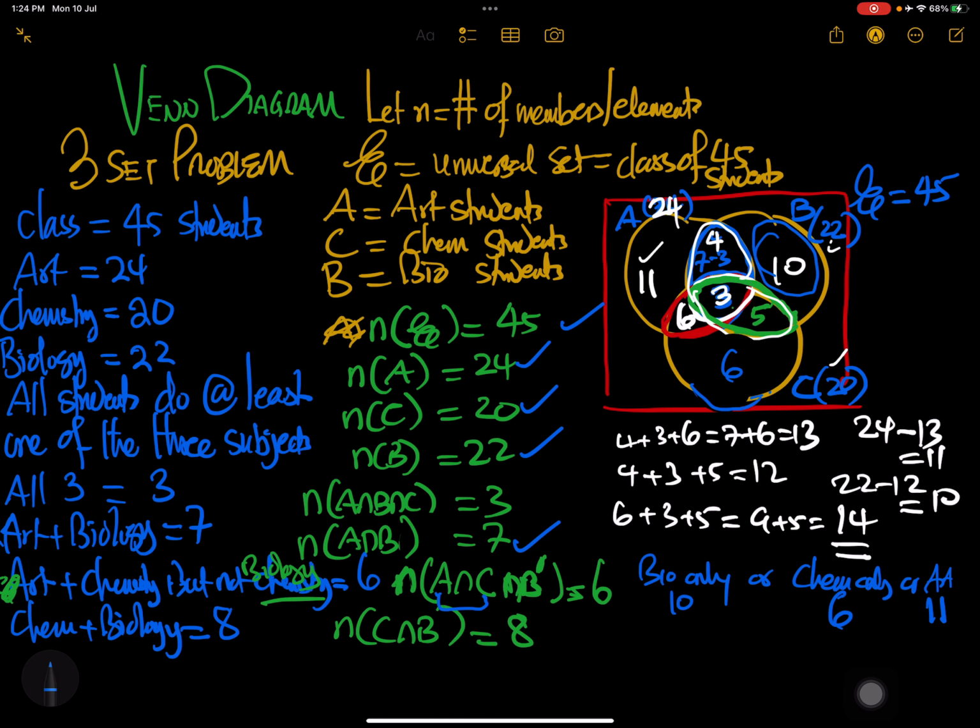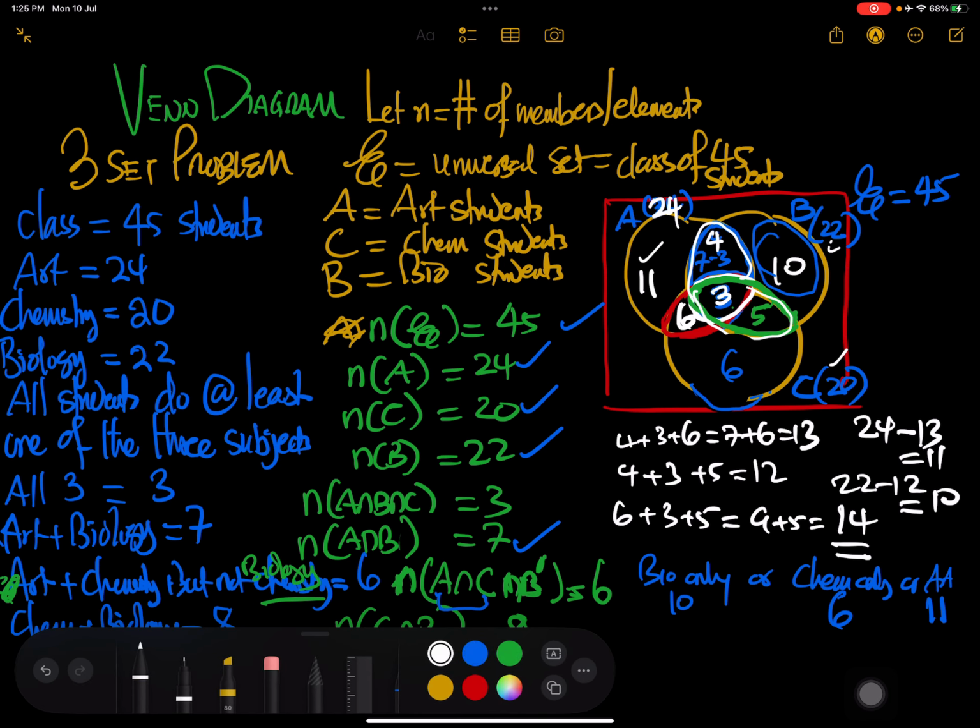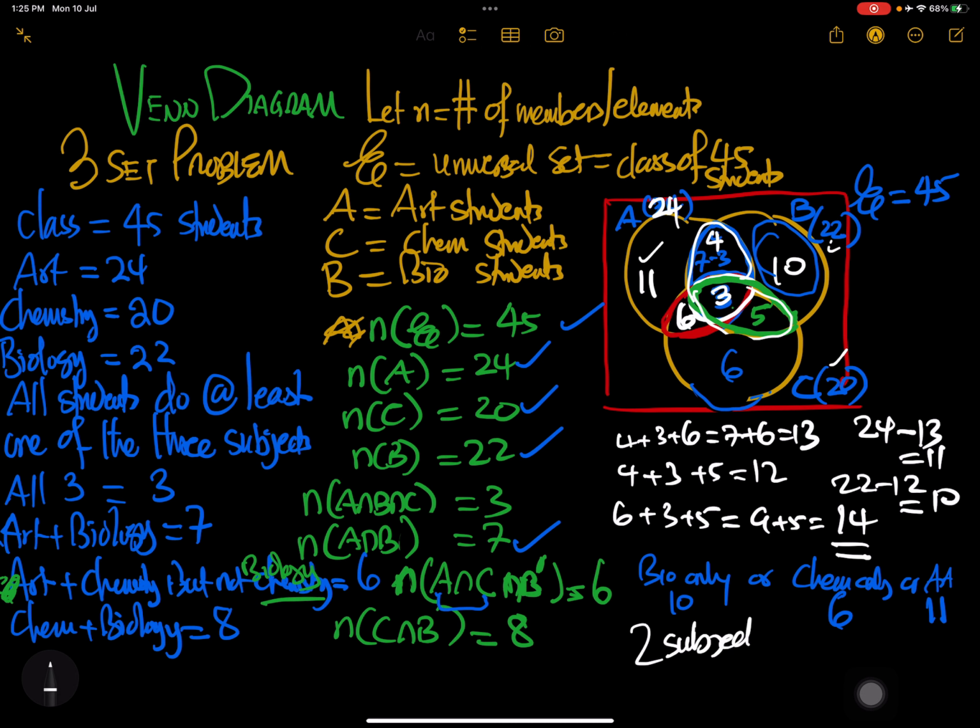The second question says, find those doing two subjects only. If you are here, you are doing only art and biology. If you are here, you're only doing art and chemistry. If you're also here, you are doing only chemistry and biology. That's going to give us 4 plus 6 plus 5, which is 10, plus 5, which is equal to 15. I hope this was helpful.